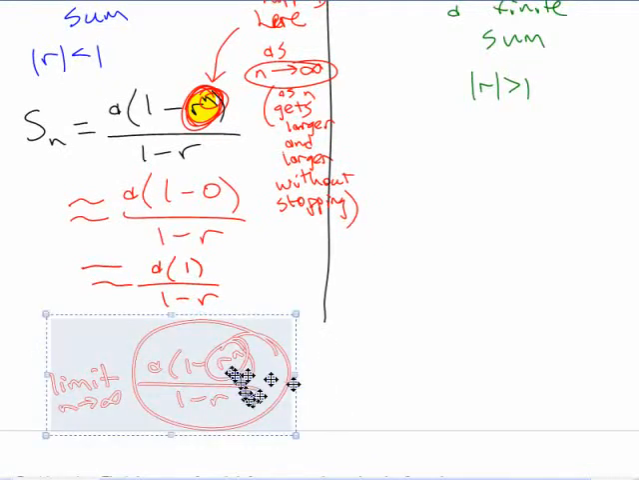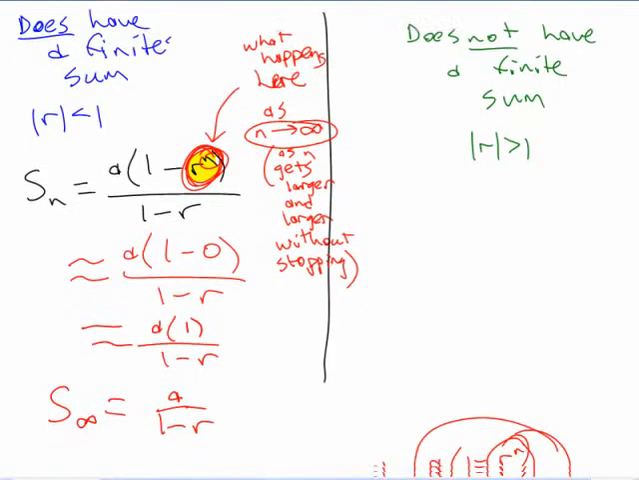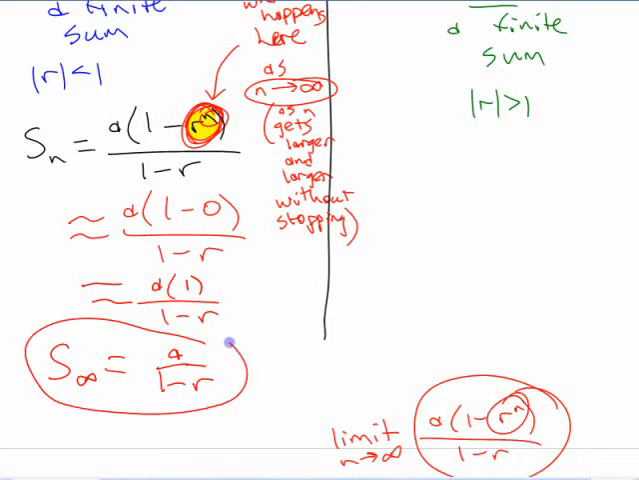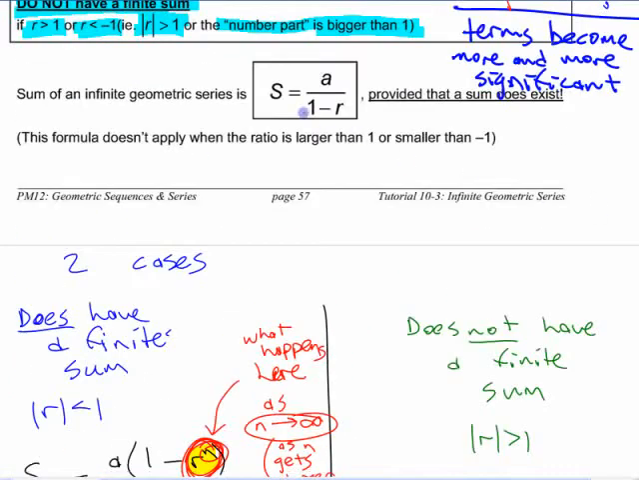I should move this. This doesn't belong down here. What is this basically equal to here? A over 1 minus r. Where have you seen that? It's on that page, right? That's the formula. The only difference between what I wrote here, I wrote S infinity is A over 1 minus R. Up here it's written S equals A over 1 minus R. I think it should say S infinity.